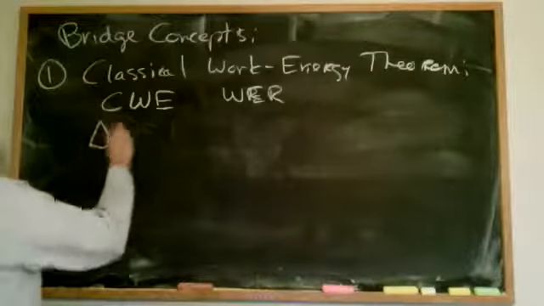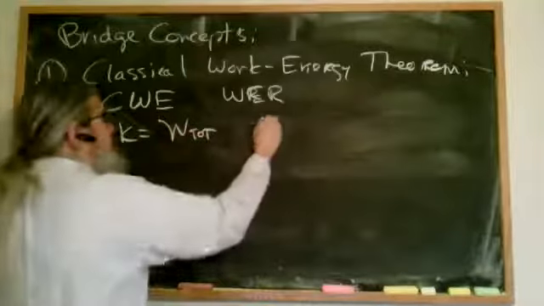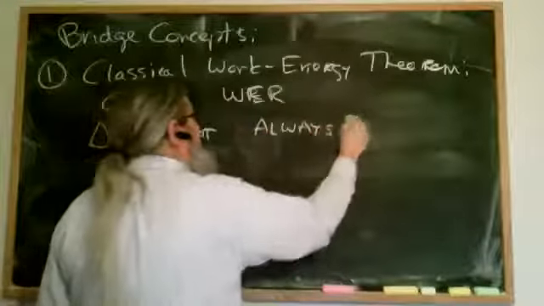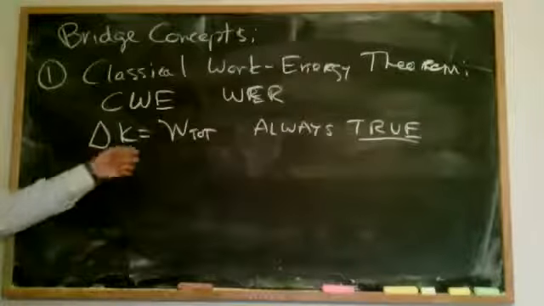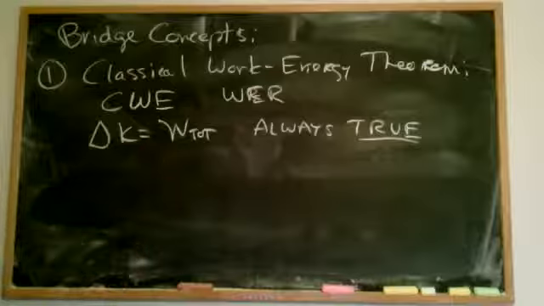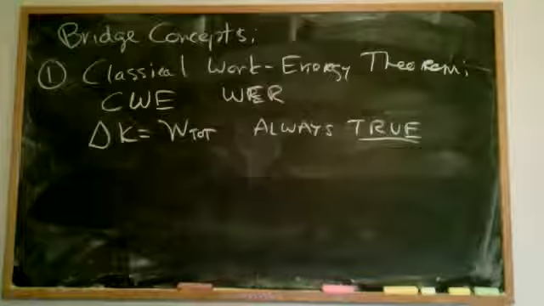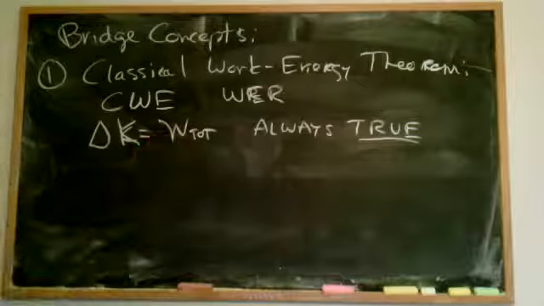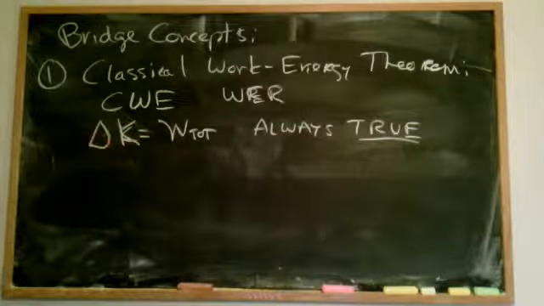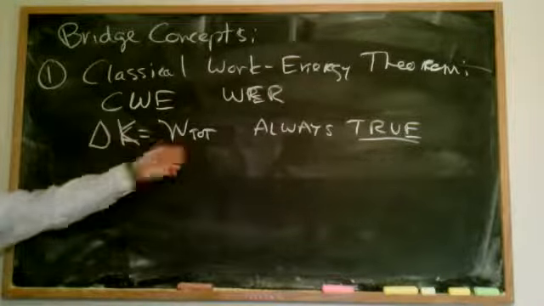And it basically says that delta K is equal to W tot, the total work. And it's always true. And it turns out that this can be derived. I haven't derived it, but it's quite straightforward to derive, starting with Newton's second law and the definition of kinetic energy and the definition of work. And it turns out this is the basis upon which we actually write down conservation of mechanical energy. But this is true for any forces, not just for conservative forces.